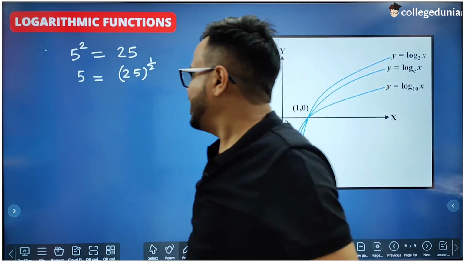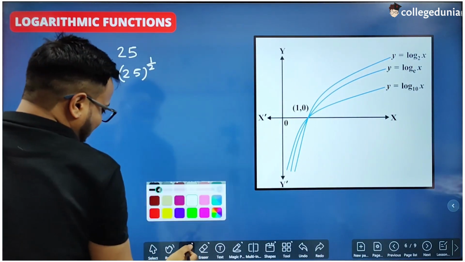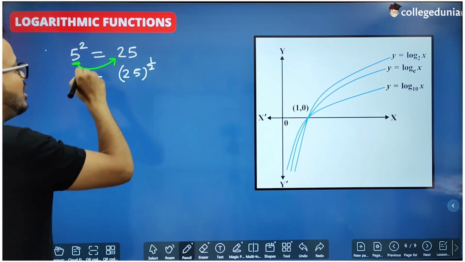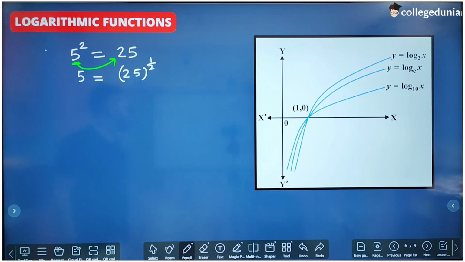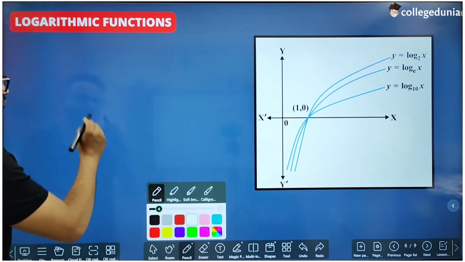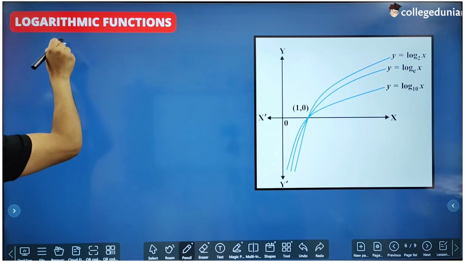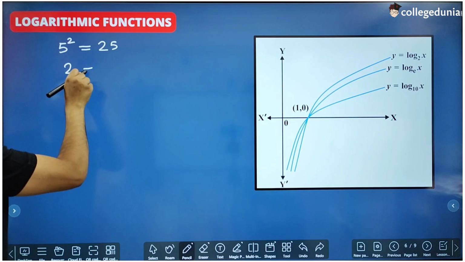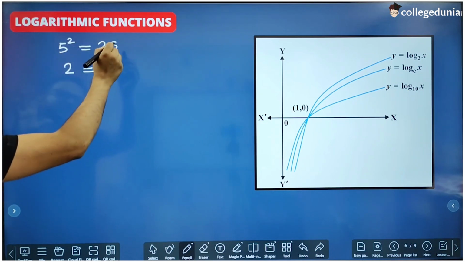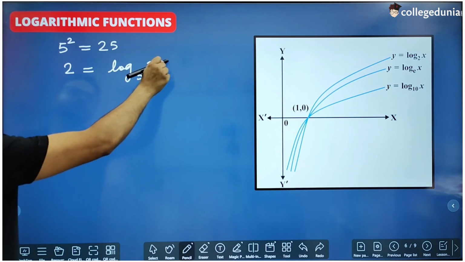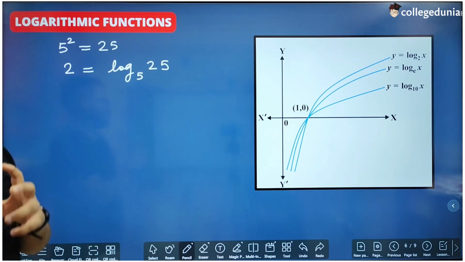We all know this. But what happens when exponent remains on the same side and this base is shifted on the other side? For such cases, logarithmic function is required. So suppose we have 5 raised to power 2 equal to 25, and we are keeping 2 on the same side, and we are shifting 5 on that side. So we will write log base 5 25.